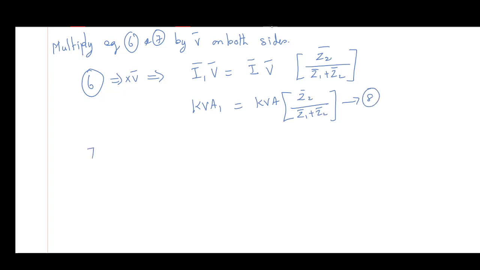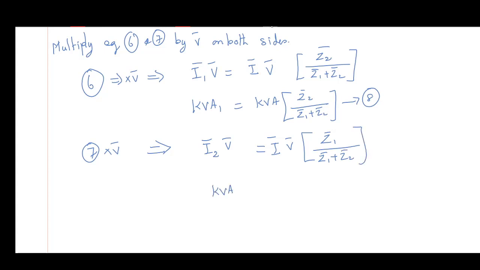Similarly, for equation 7, if we multiply the V vector on both sides, we will get I2 vector into V vector is equal to I vector into V vector into Z1 vector divided by Z1 vector plus Z2 vector. So this can be written as kVA2 is equal to kVA into Z1 vector divided by Z1 vector plus Z2 vector. Take it as equation 9.